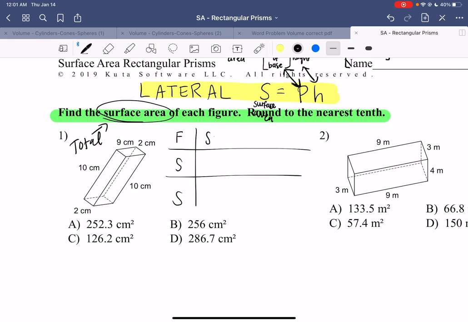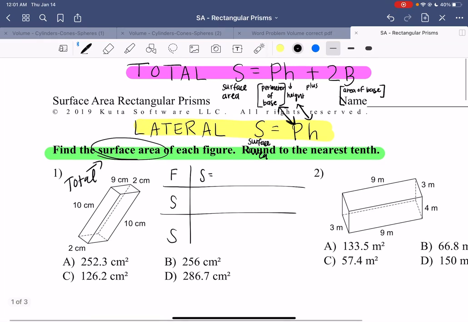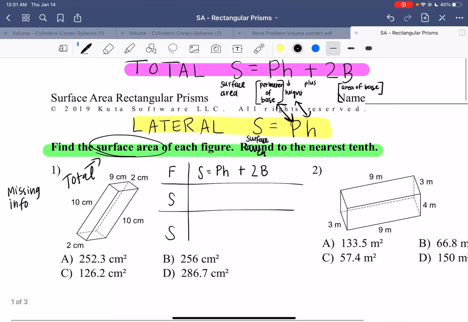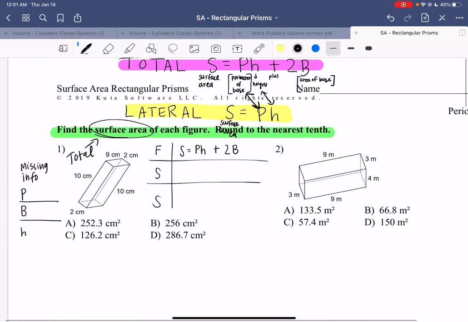So the formula we're going to use is S equals capital P times H plus 2 times capital B. So our missing information, I'm going to write that over here, our missing info is going to be P, capital B, lowercase h. So these are our missing values from our problem.